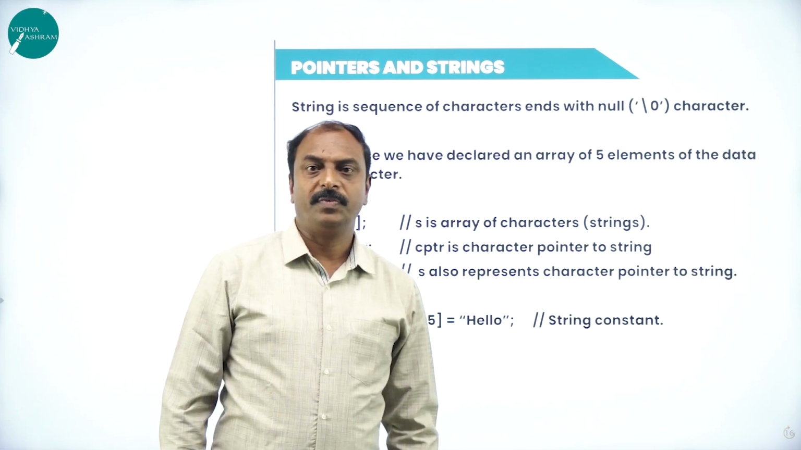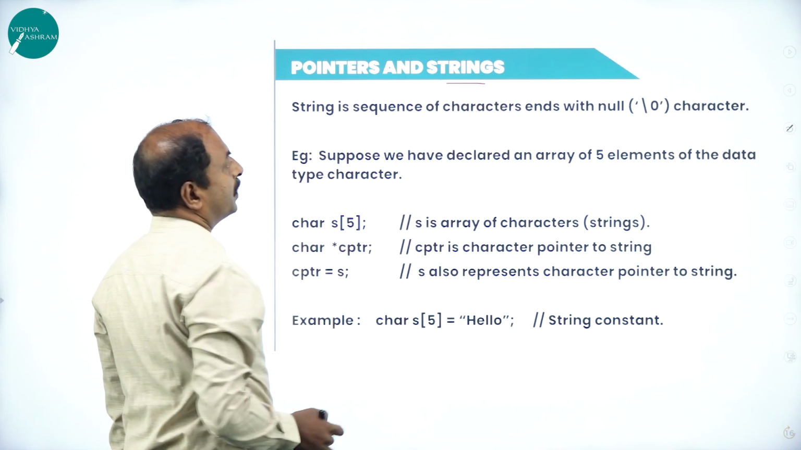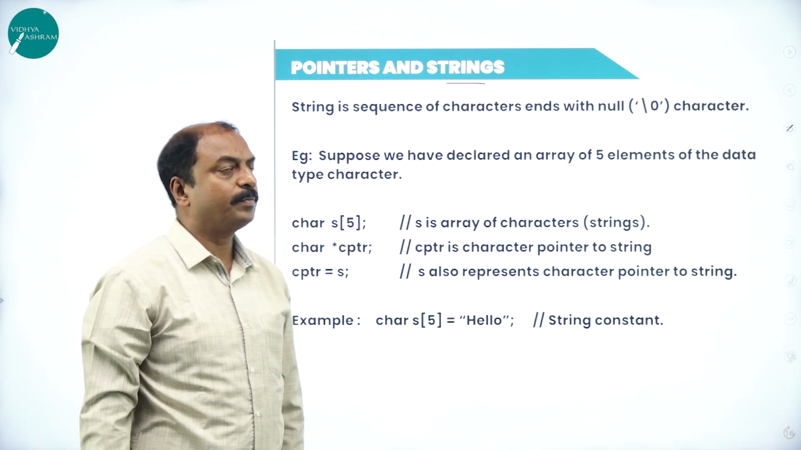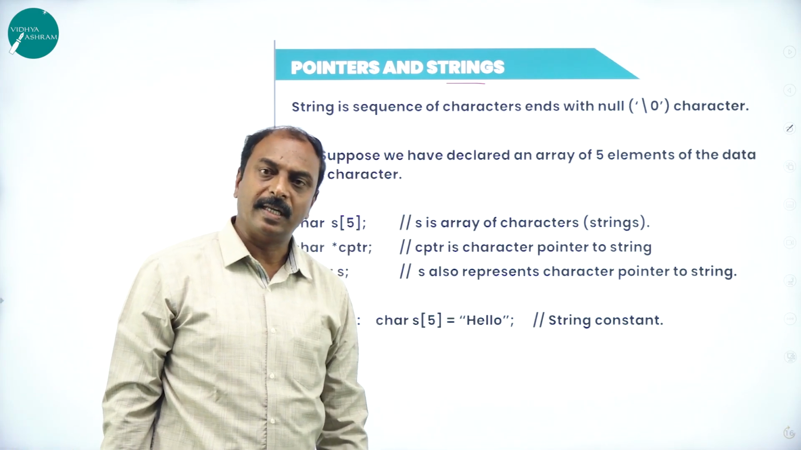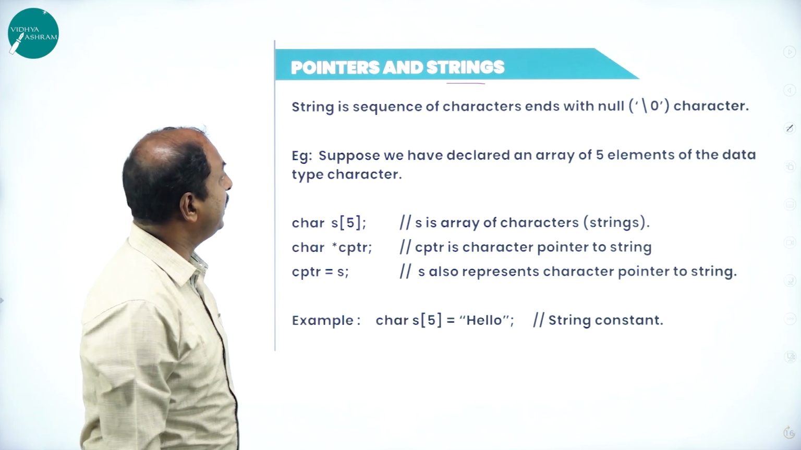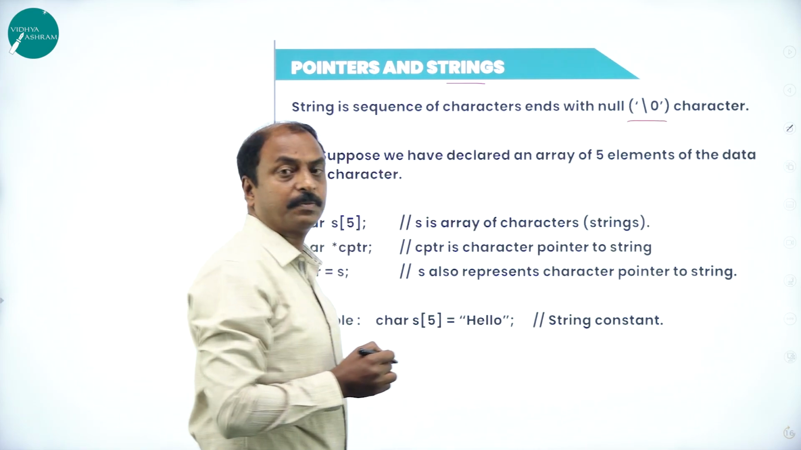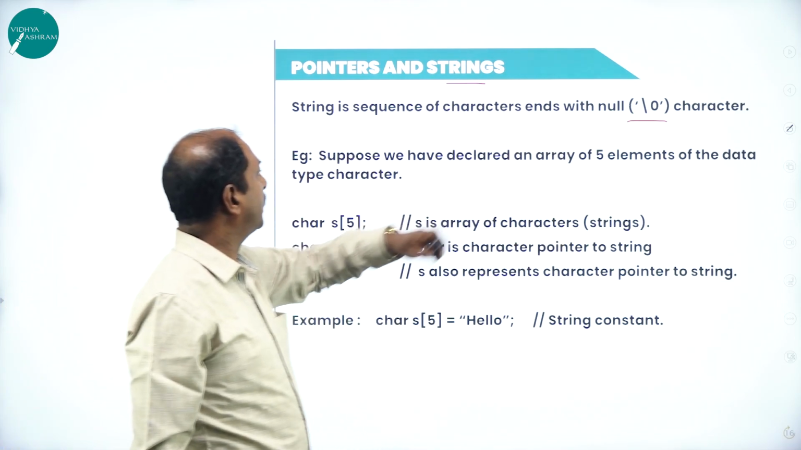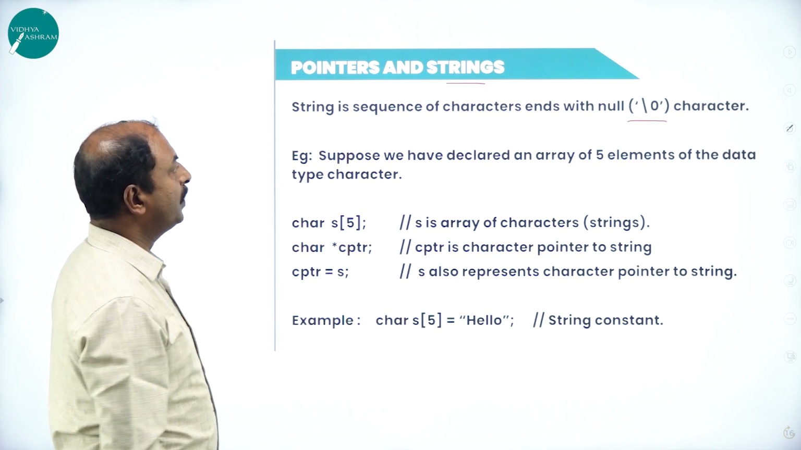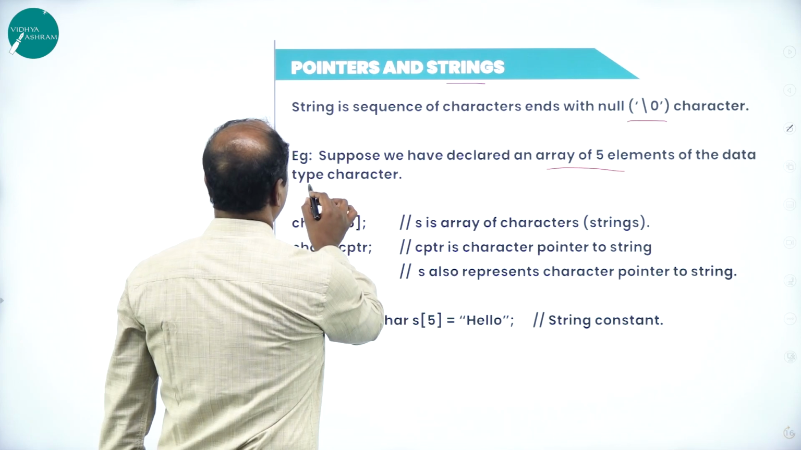Now first we'll start with pointers and strings. Now you know what are strings? A string is nothing but a group of characters which are enclosed in a pair of double quotation marks, and each and every string ends with a null character. You must remember that. So each string must end with a null character. Look at the example now. Here, an array of 5 elements of data type character.